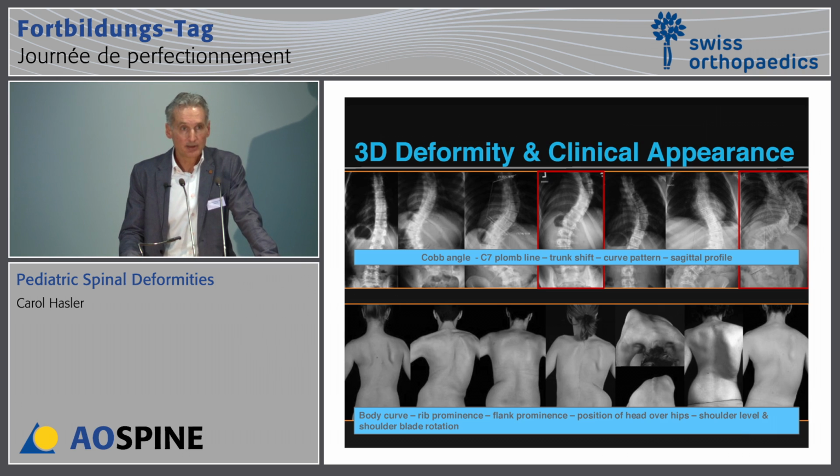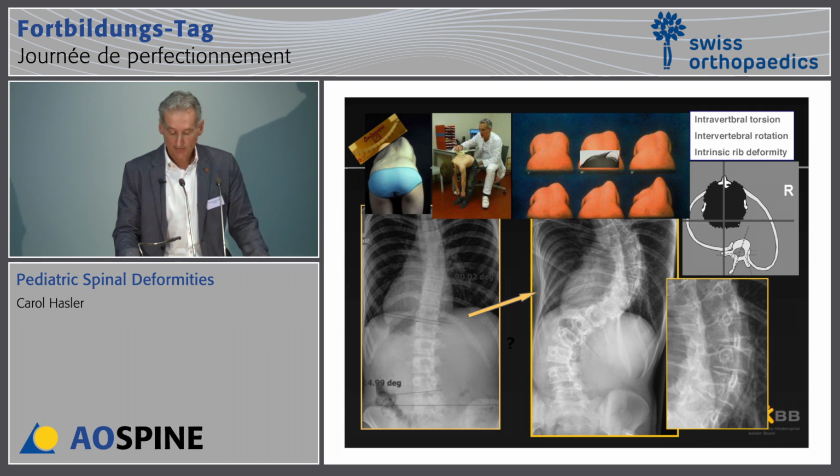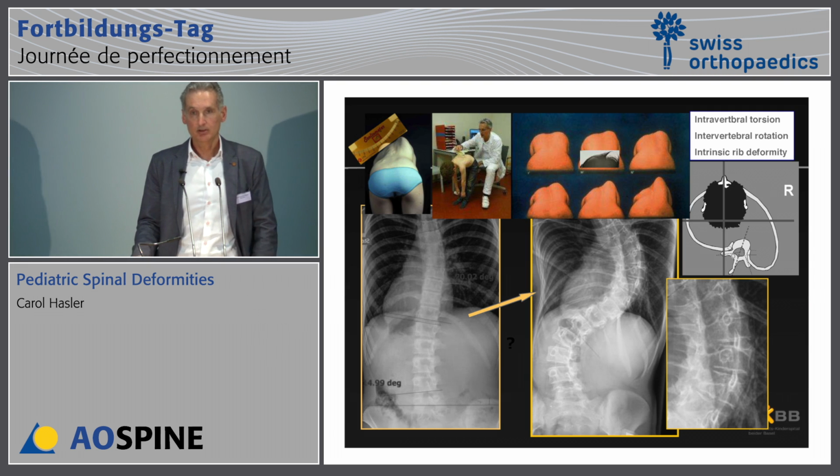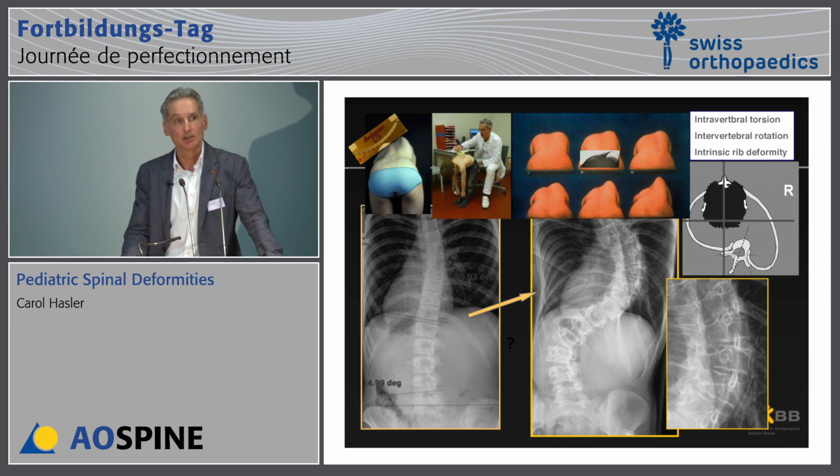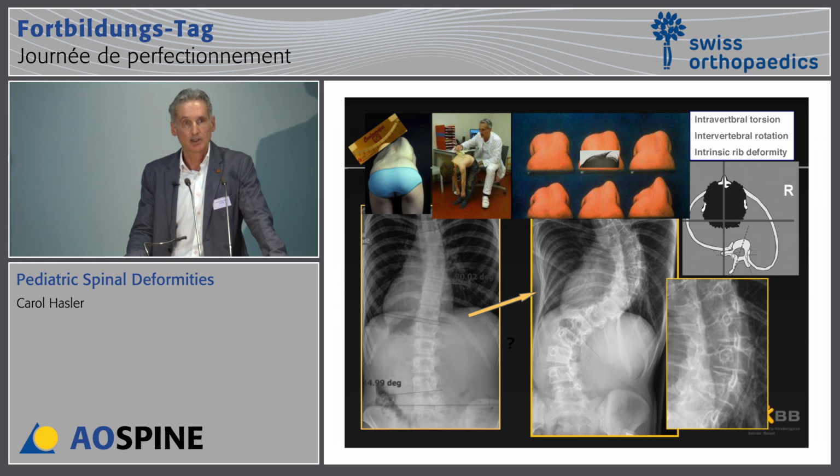And if you look at the 3D appearance, it becomes clear that there is a wide variety of possible deformities. Scoliosis is not only a lateral curvature, it's a true three-dimensional deformity. So if you look clinically at the patient, you really need to appreciate all dimensions of the deformity, and you also need to include the shoulder level, the thorax morphology, the pelvic morphology, and the lower extremities.